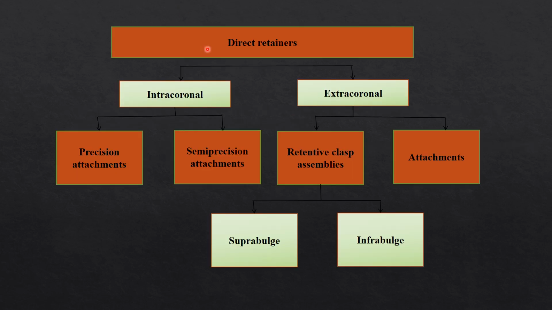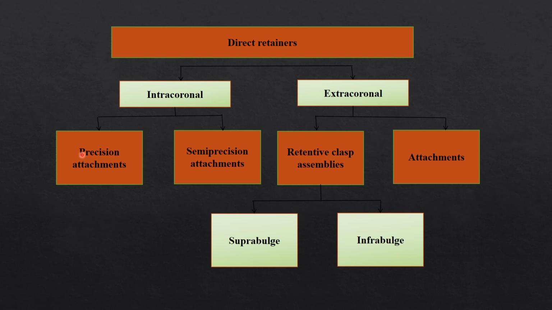Now coming to direct retainers, that is the clasp assembly. They are broadly categorized into two categories: intracoronal, that is within the contour of the tooth, and extracoronal, which are placed outside the external contour of the tooth. Intracoronal attachments are basically precision attachments and semi-precision attachments.